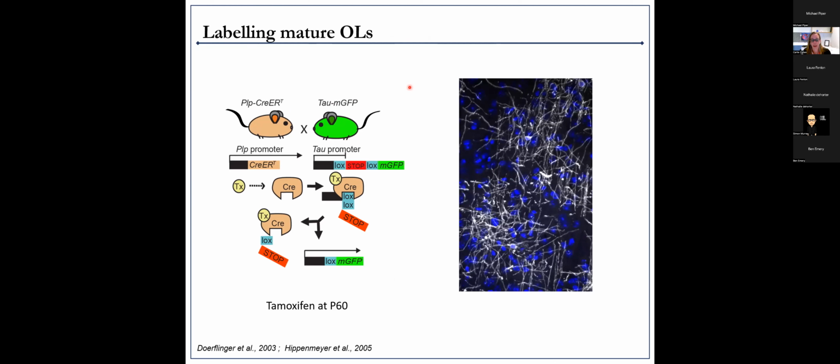And so what happens is when we give tamoxifen at a certain age, so we've given it at P60 or 8 weeks of age, we can label a subset of existing oligodendrocytes. So these are the cells that express PLP, so they've already been established. So the majority of these oligodendrocytes would have been born developmentally at this stage.